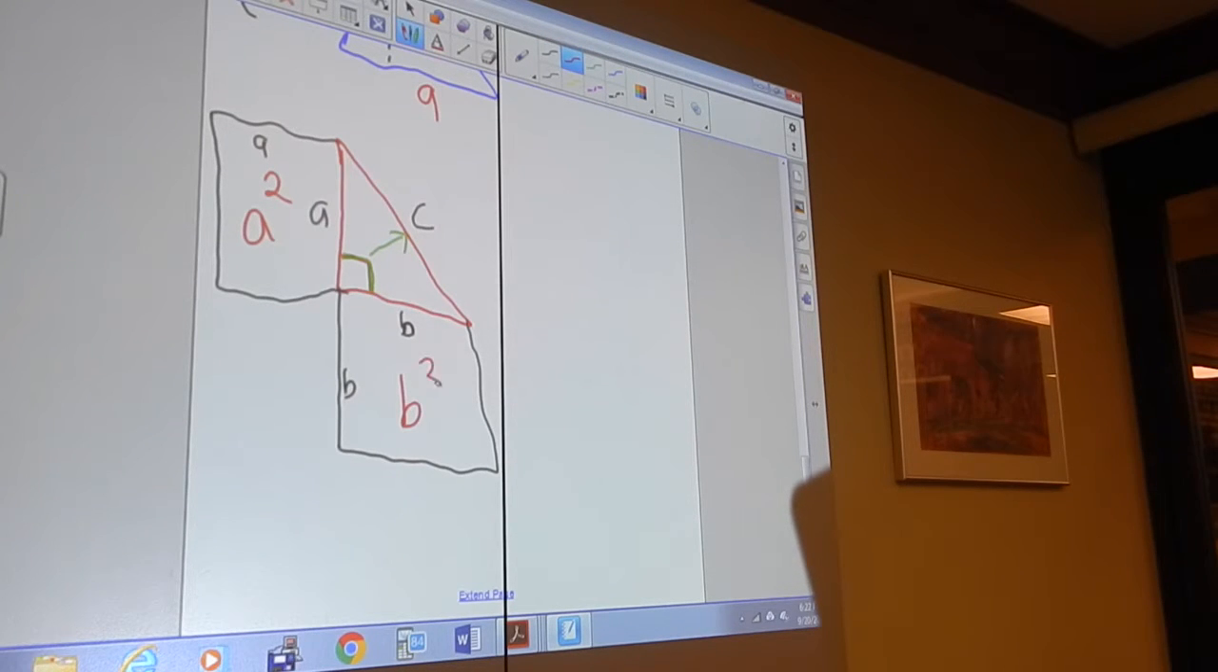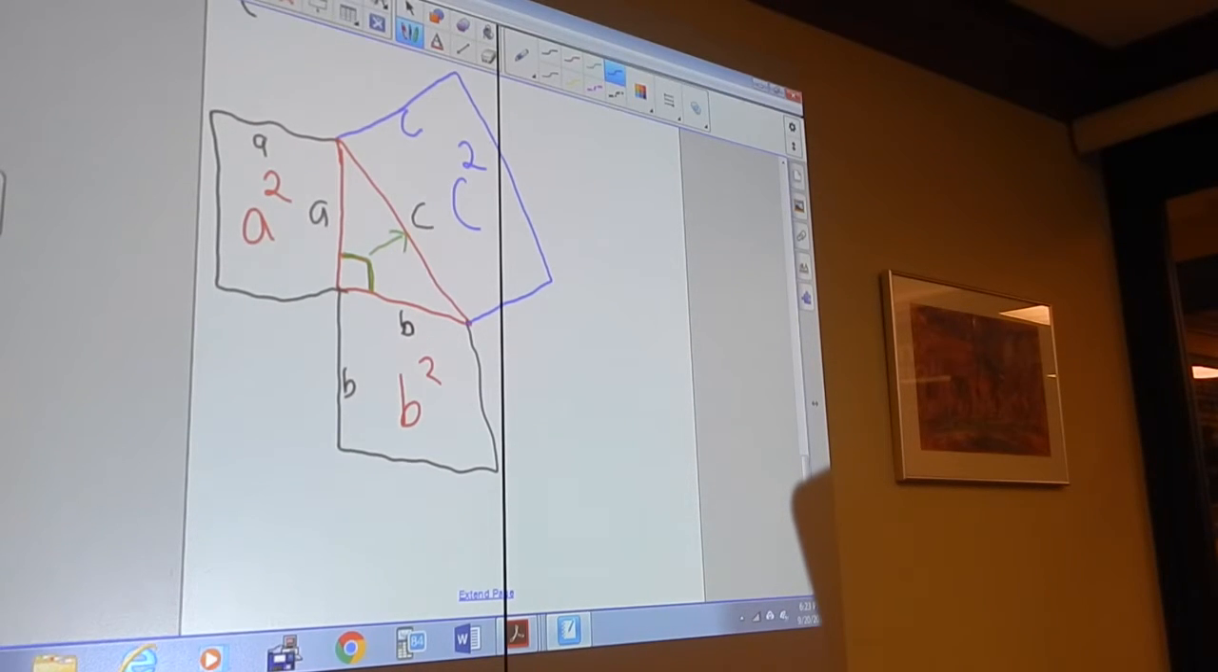B squared. Of course, by the same logic, I got this out here, the length of this is C. Look. The length of this is C, which means that this is a C. Then of course, this is C squared.